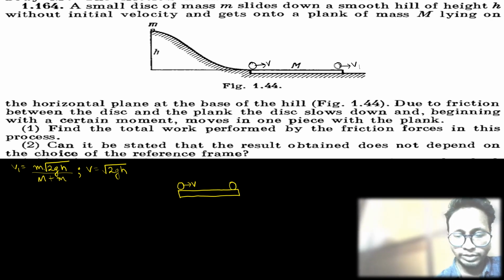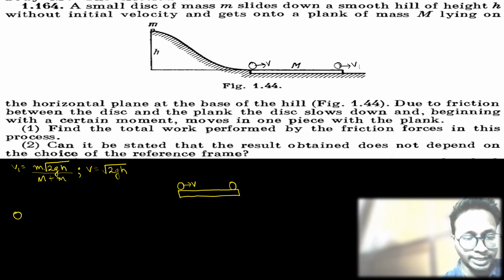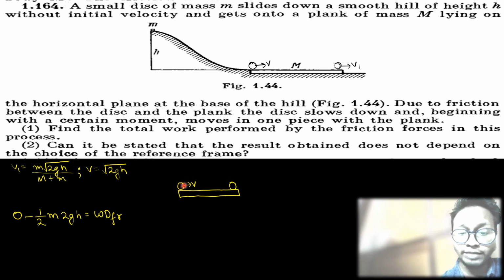Okay, so I can say final kinetic energy minus initial kinetic energy, half m v square. What is v square? Under root of 2gh, or 2gh, is equal to work done by all the forces. So work done by how much? Work done by friction force. Are there any other forces acting on this ball right now?